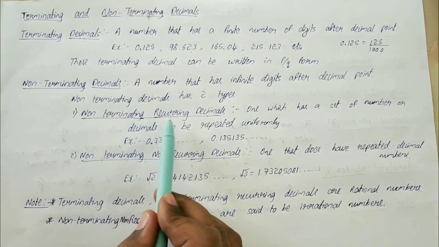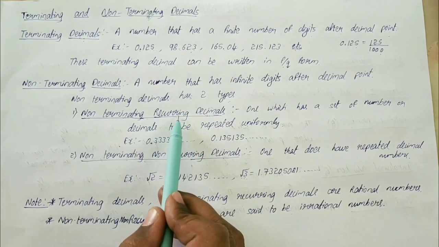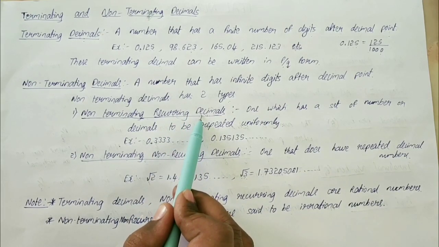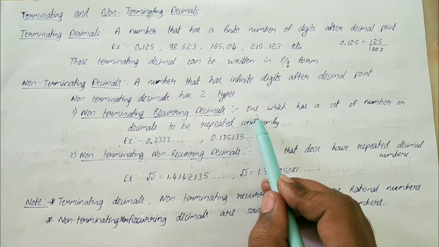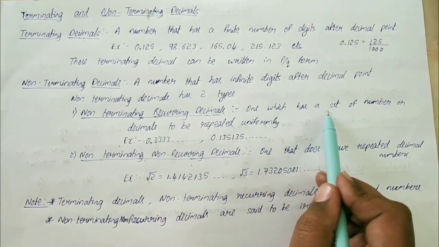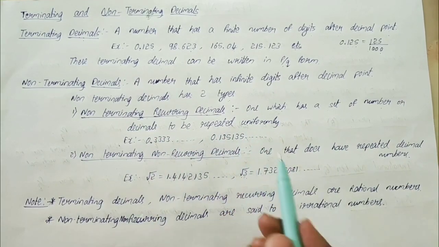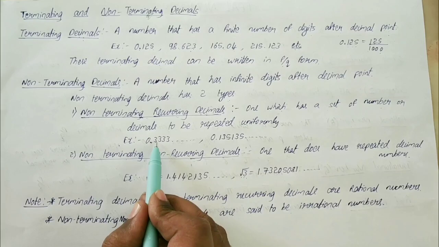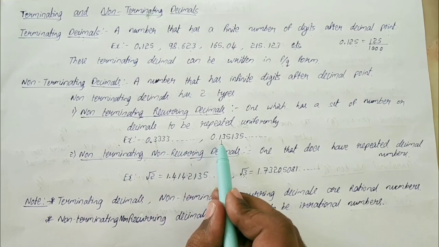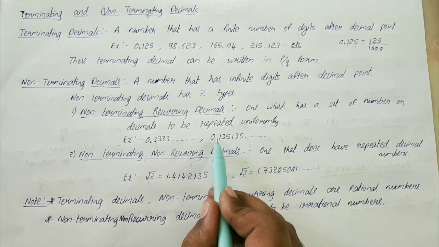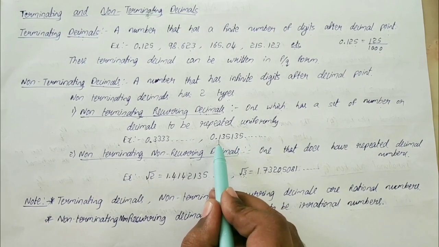What is non-terminating recurring decimals? The word recurring means repeating. So repeating decimals we call non-terminating recurring decimals. Non-terminating recurring decimals are the ones which have a set of numbers or decimals repeated uniformly. For example here, after the decimal, the number 3 is repeating, right? Next, see here, 0.135135. After the decimal, 135 is repeating. So there is a pattern, right?